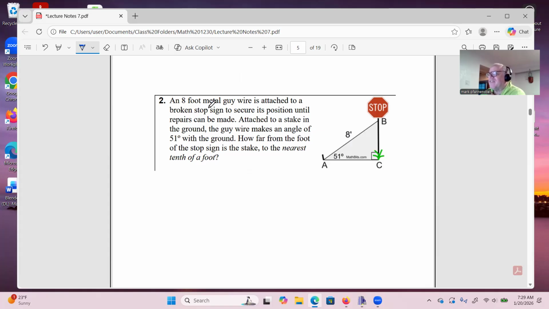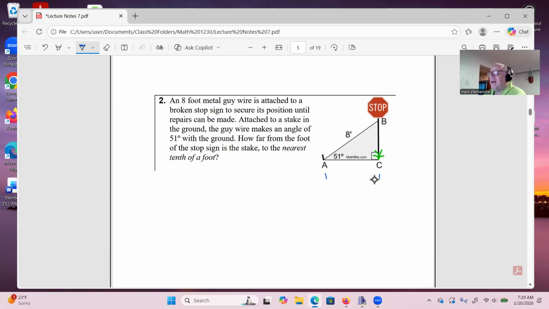All right, so let's see here. We have a guy wire attached to a broken stop sign until the repairs are made. We attach the stake in the ground. The guy wire makes an angle of 51 degrees with the ground. How far away is the foot of the stop sign from the stake, to the nearest tenth of a foot? So again, this is a tangent problem, right?